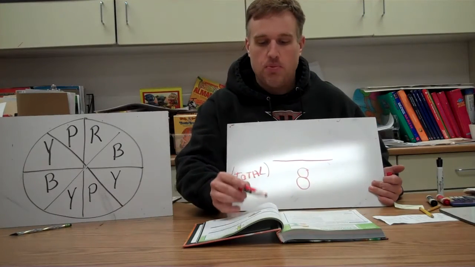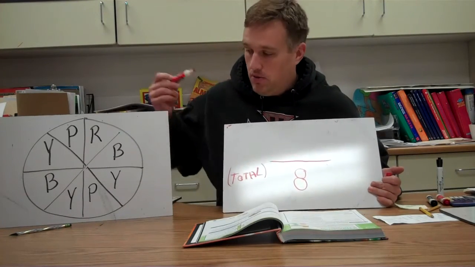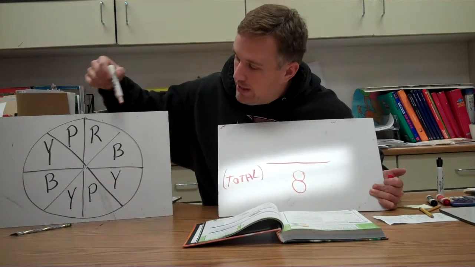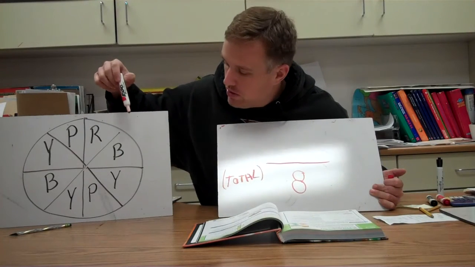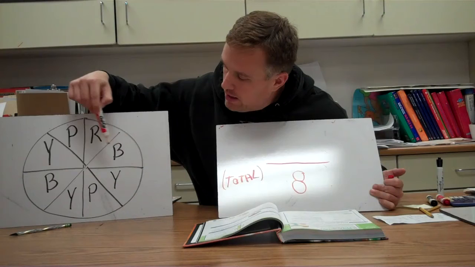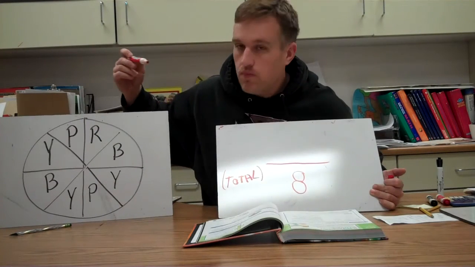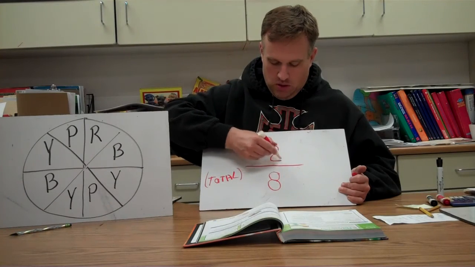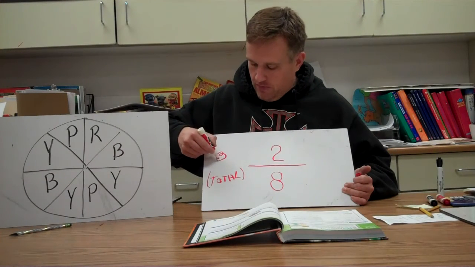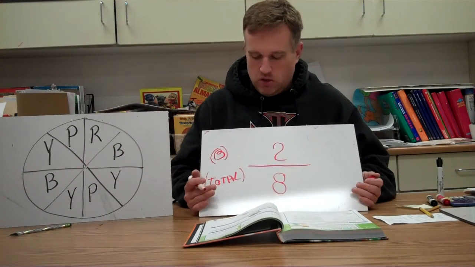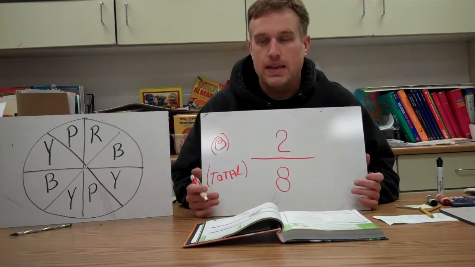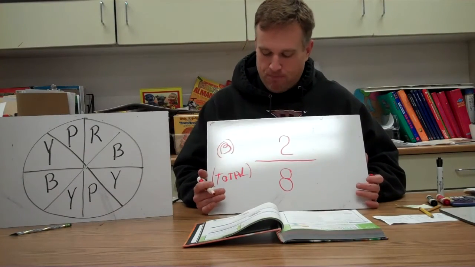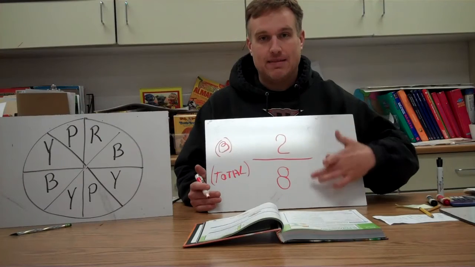Now, what's the probability of finding blue? This is the easy part. You just have to look at your spinner, or you can look here. How many blues are there? Okay? There's 1, 2. So there are 2 blues. I'll put B for blue. So the probability of spinning a blue would be 2/8.